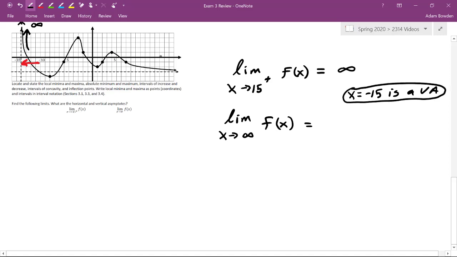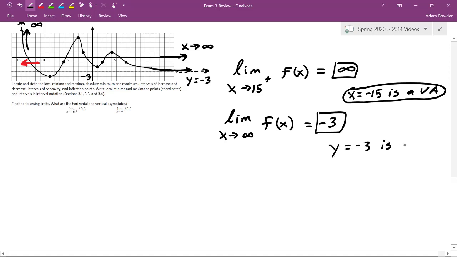Looking at what happens as x heads off to infinity, we look at the behavior of the graph. It continues to go down here, gets flattened off as it approaches this horizontal line. So we say the limit as x approaches infinity of f of x is -3. And we can also say that y equals -3 is a horizontal asymptote as a result.